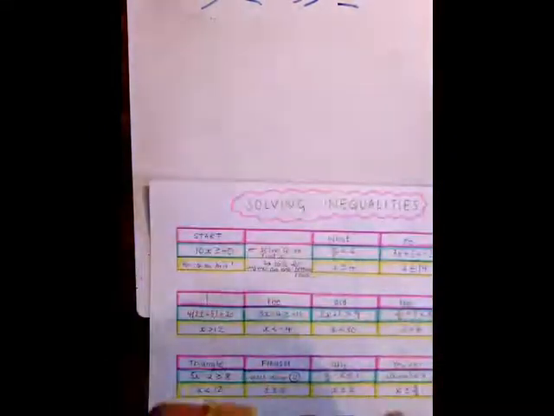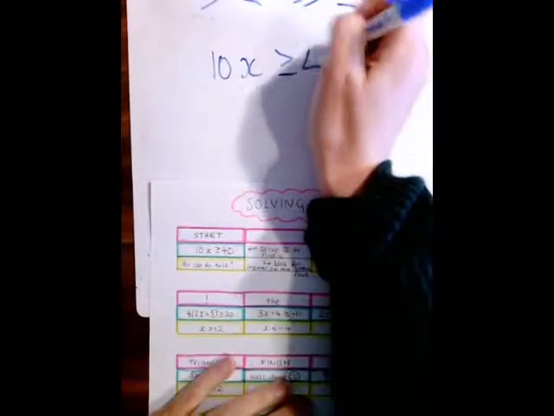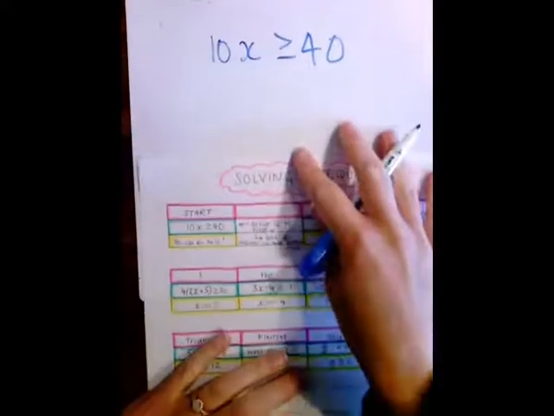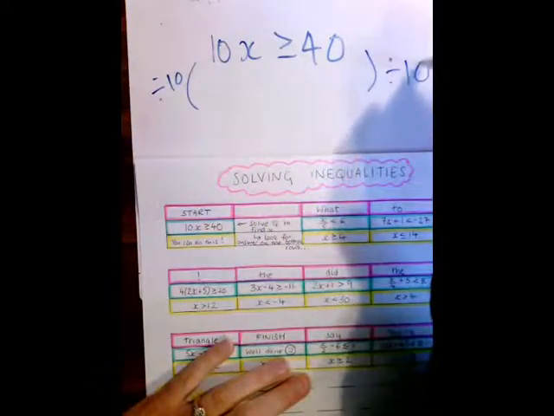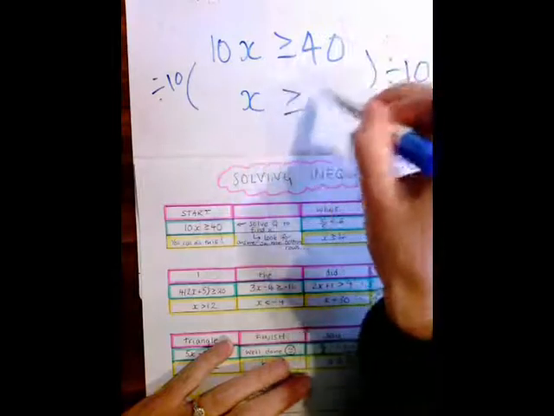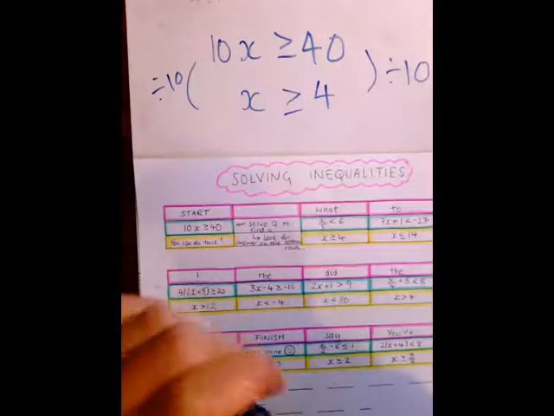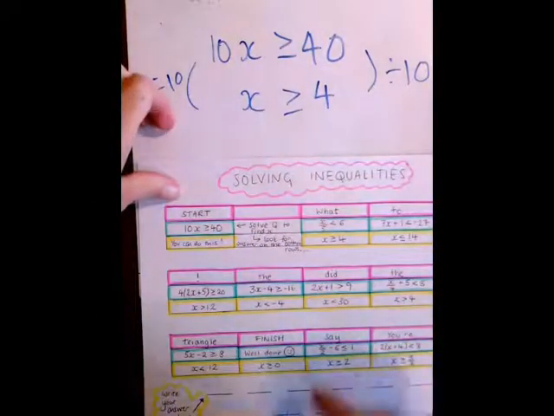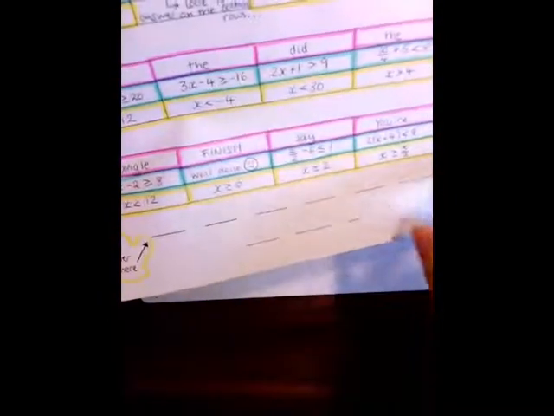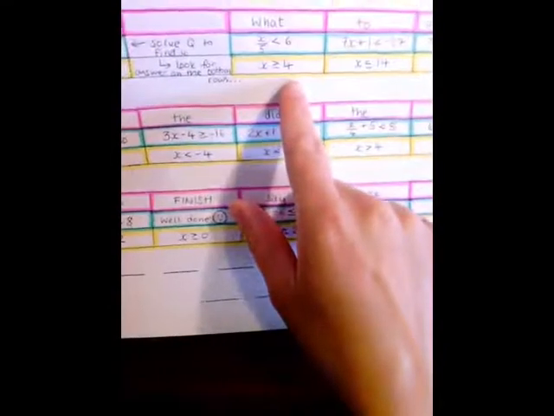I've got 10x is greater than or equal to 40. So for this one, because I want x and it's times by 10, I would divide by 10 on both sides, which gives me x is greater than or equal to 4. Now that I've found out what x could be, I want to find the answer. Now all the answers are on the yellow parts, so you've got lots of different options, but actually the first one is right here, so x is greater than or equal to 4.